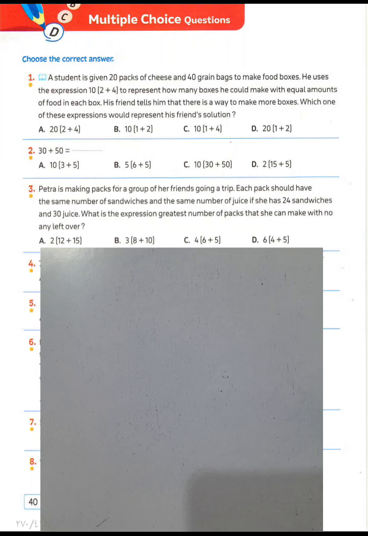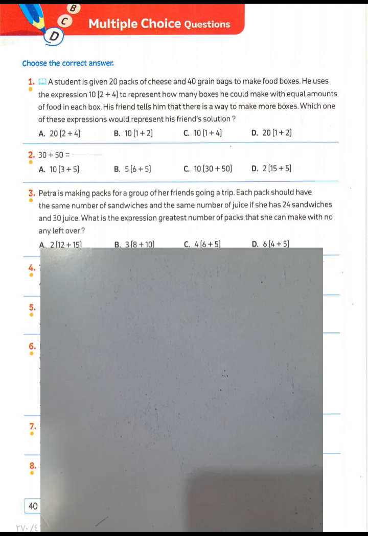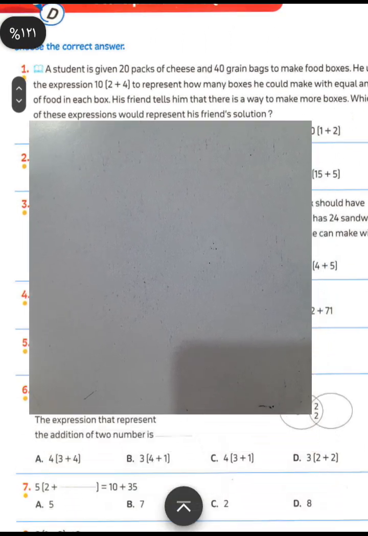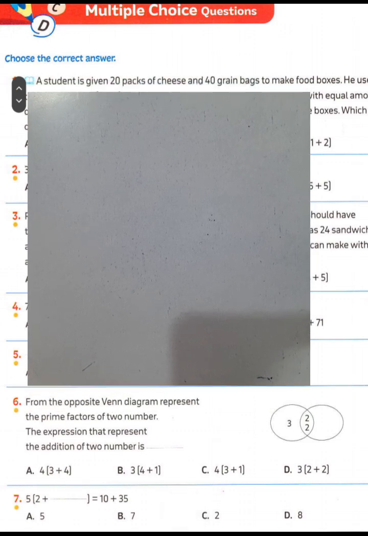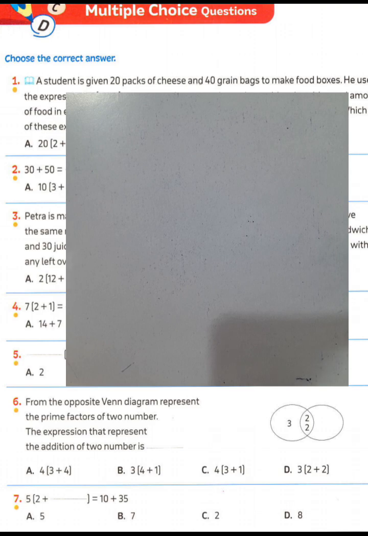Solve until it shows questions from the Al-Mu'asir book, page 40. Look at with me about question number 1. A student is given 20 bags of cheese and 40 green bags to make food boxes.